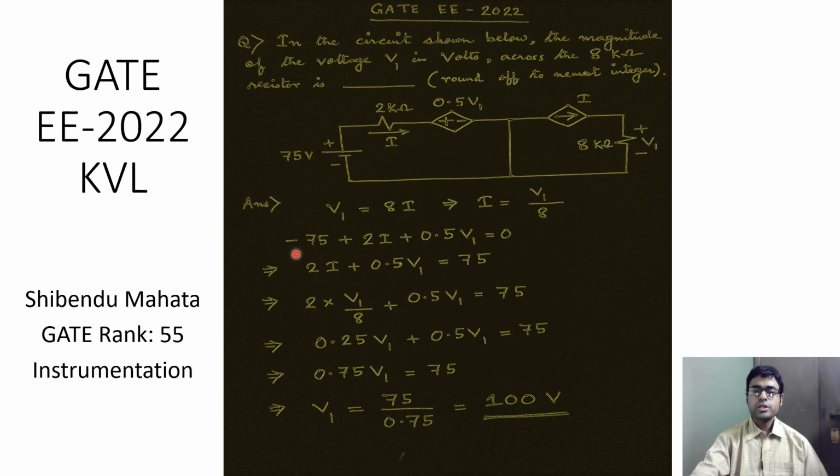Upon solving for this KVL equation, we find that 2I plus 0.5 V1 should be equal to 75. Then we can substitute the value of I from the first equation because our target is to find the value of V1. Therefore, substituting V1 by 8 in place of I in this equation, we find that 2 times V1 by 8 plus 0.5 V1 equals 75. And if we go ahead with the solution, the answer turns out to be 100 volt.